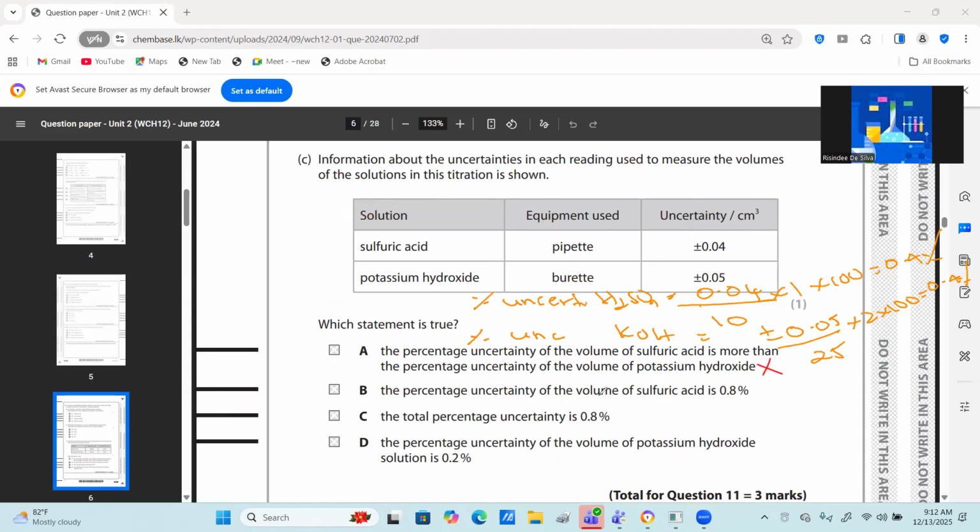The percentage uncertainty of the volume of sulfuric acid is 0.8, but we got it as 0.4. That is also wrong. Total percentage is 0.8. That is correct. 0.4 plus 0.4, you get 0.8 as the answer. This is also wrong. So the correct answer is C.